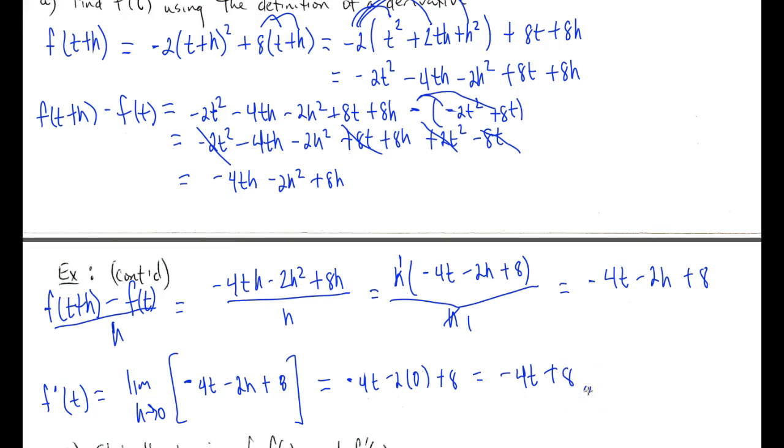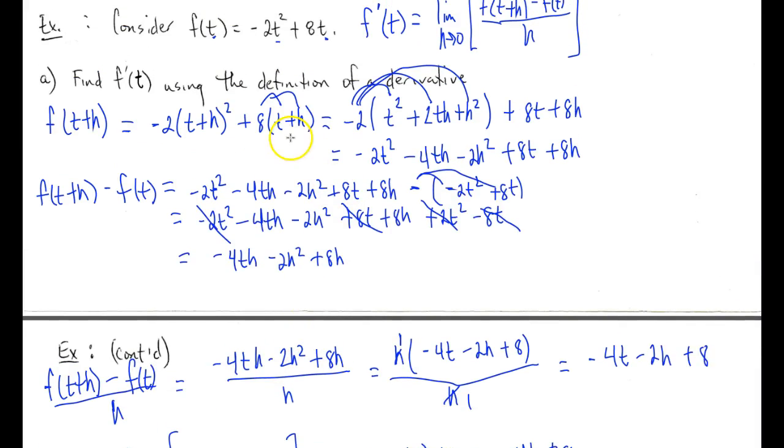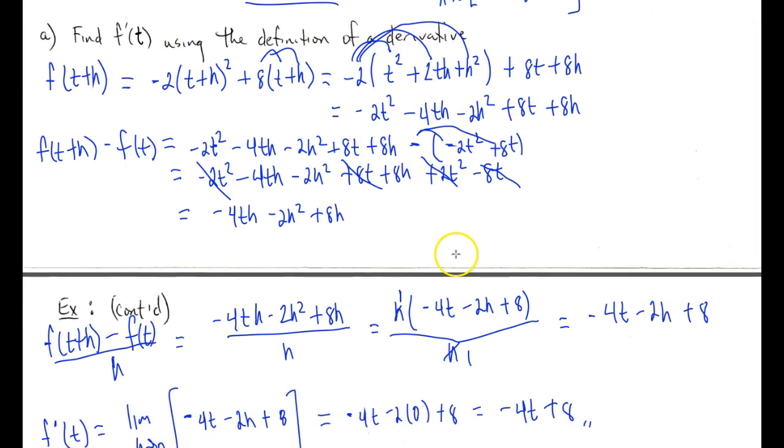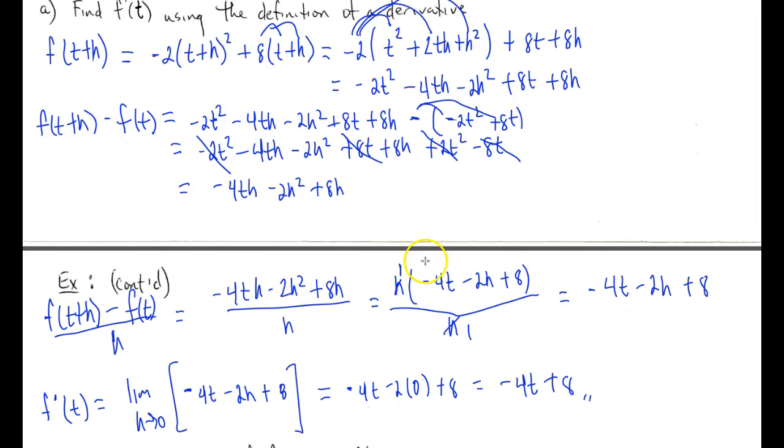And so this would be the actual formula for the derivative, or the slopes of the tangent lines, for our original function here. And let's go back. Our original function here, which was negative 2t squared plus 8t. And so with that formula, negative 4t plus 8, we can track the slopes of the tangent lines at any given value of t on that function.